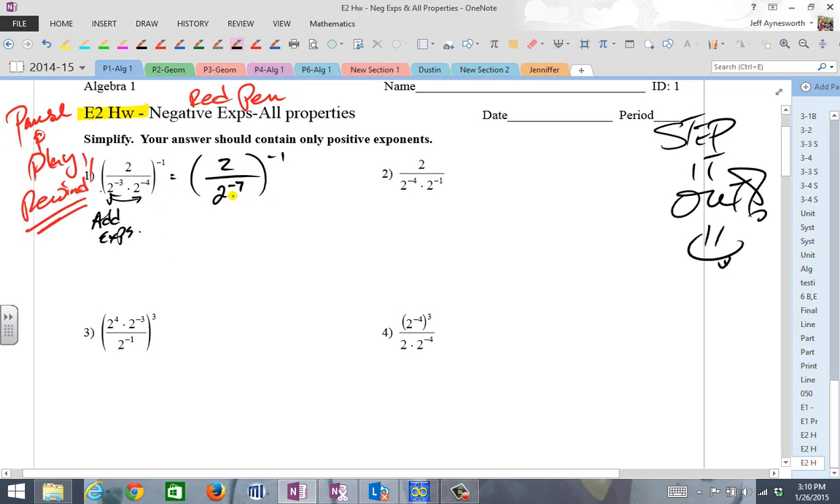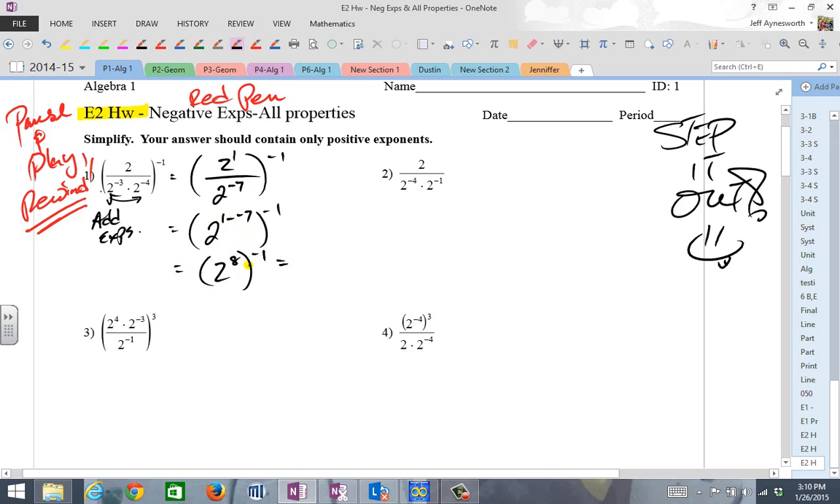Next, I have to divide like variables. I have 2 to the first divided by 2 to the negative 7. When you divide like variables, you subtract their exponents. So this is 2 to the power of 1 minus a negative 7, which is 8. So this is 2 to the 8th power raised to the negative 1.